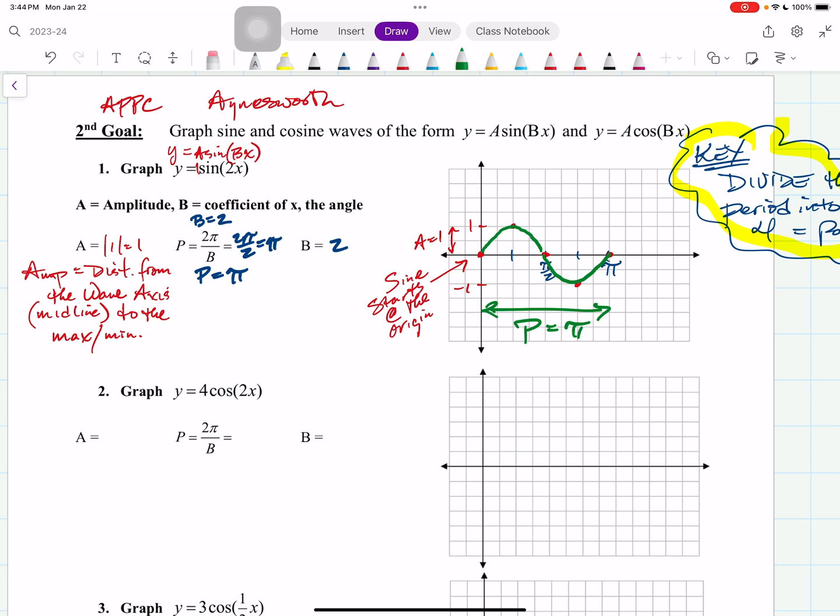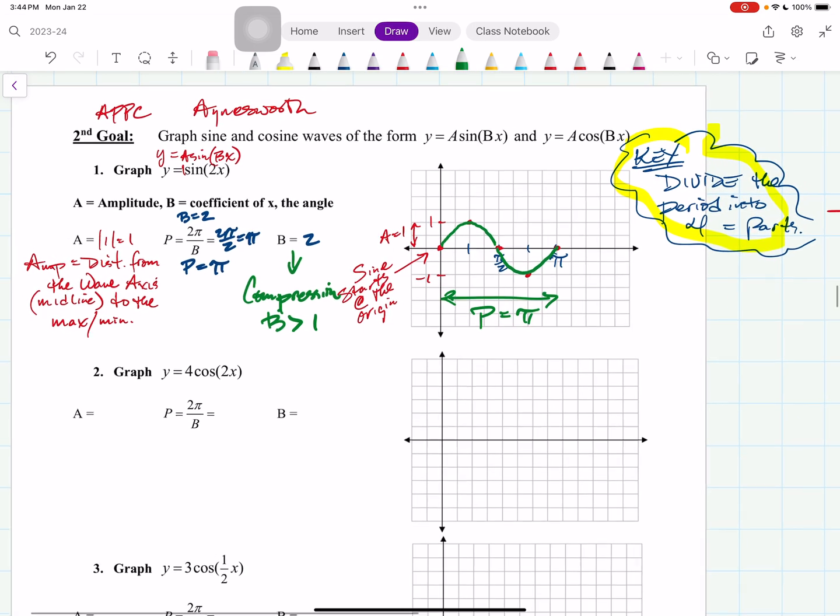Okay, so when b is equal to 2, like it is, that is called a compression. So compression is when b is greater than 1. Any number greater than 1 will give a compression. So it goes from the period of 2 pi to pi. It compresses it, or shrinks it. You can say compression, or you can say a shrink. I mean, the period shrinks. You can describe it more than one way.